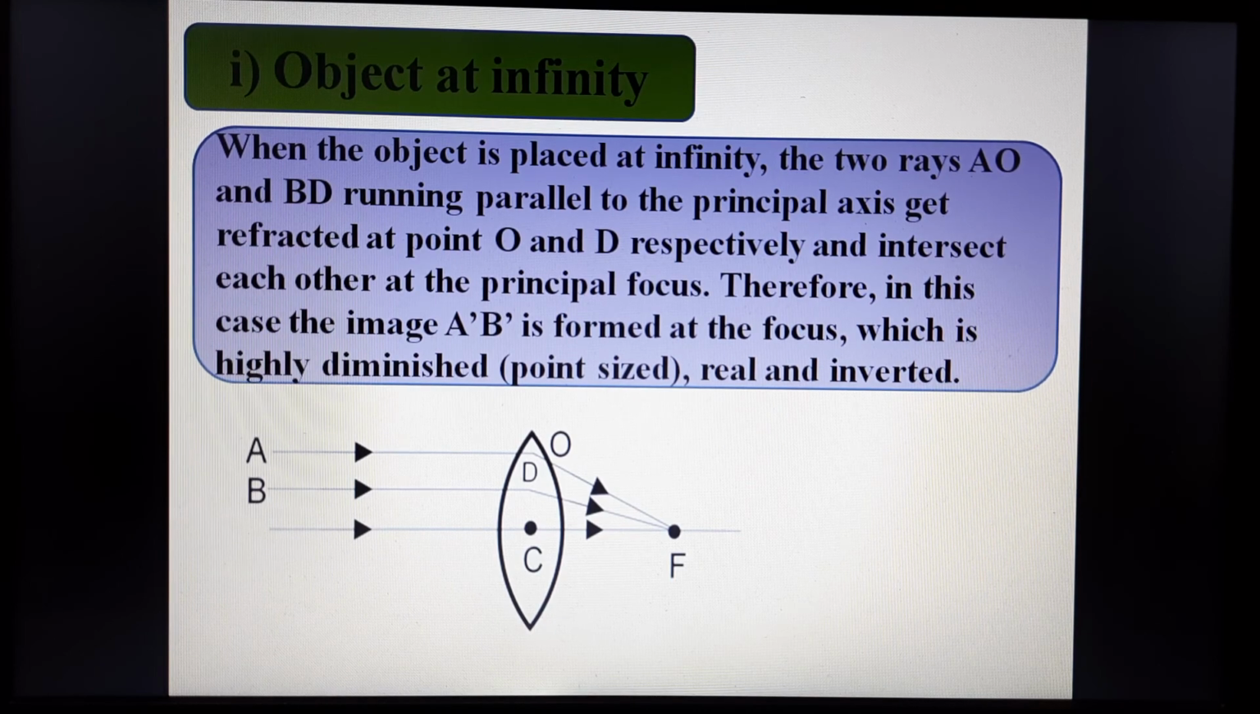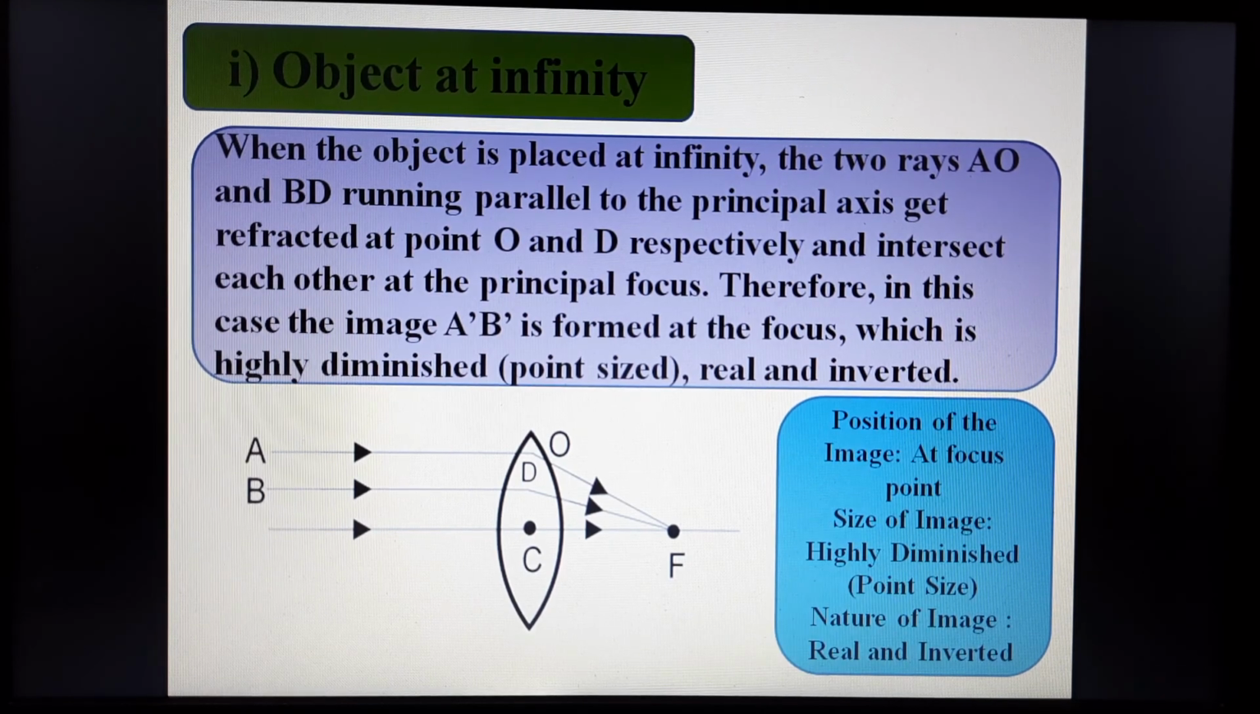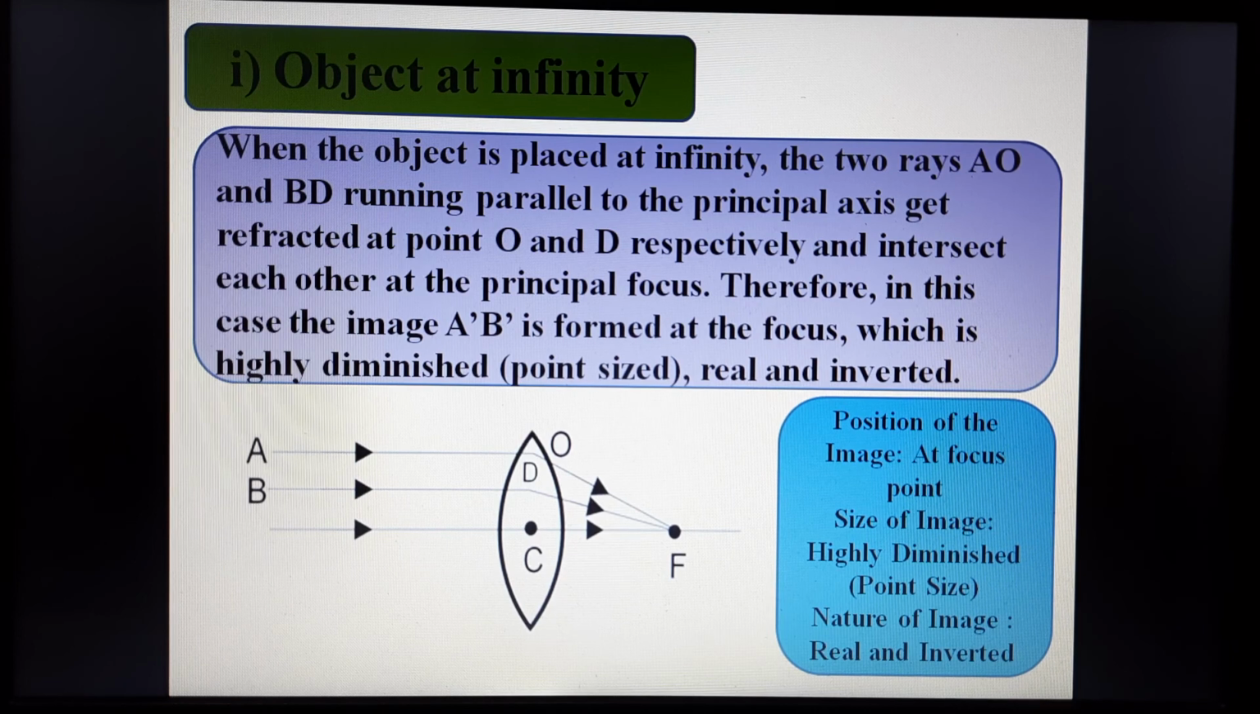Therefore in this case the image A prime B prime is formed at the focus, which is highly diminished. Sometimes it is point sized, and the image will be real and inverted. So this is the ray diagram for when the object is placed at infinity. The summary is: position of the image is at the focus point, size of the image is highly diminished, sometimes point size, and nature of image is real and inverted.